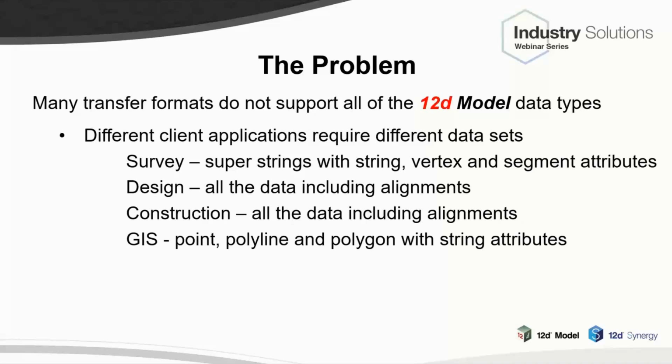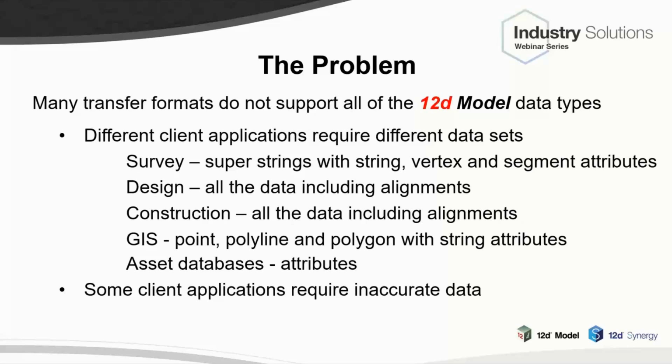Then we have GIS systems. Now, GIS systems are a little bit restricted because most of them take points, polylines, and polygons, and only string attributes. So they can't take vertex and segment attributes. So that's a different type of data set that you have to use from the other ones. And asset databases, well, often they don't care about geometry at all. All they're interested in is attributes.